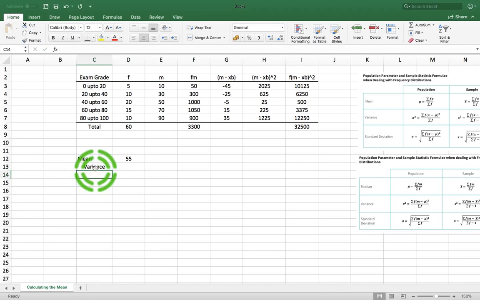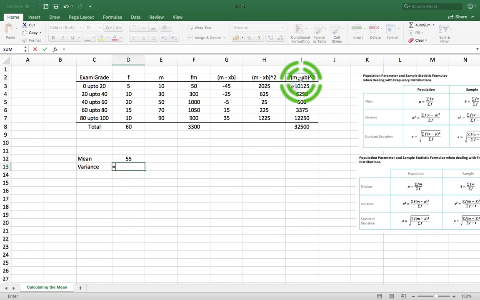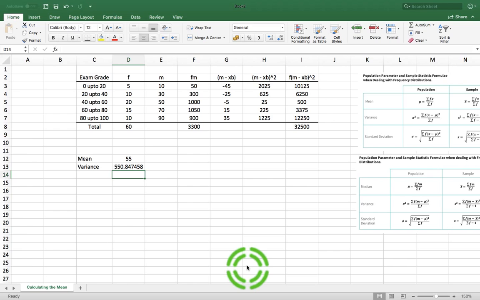Here, let me make them left aligned. Okay, the variance is equal to the sum of the f's times the m minus x bar squared, divided by the sum of the f's minus 1. So in this case, our variance is 550.